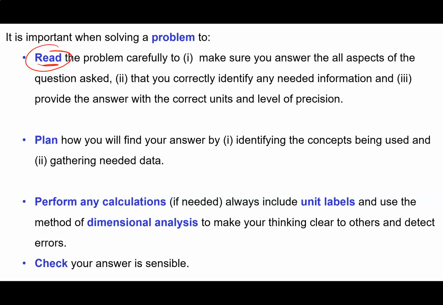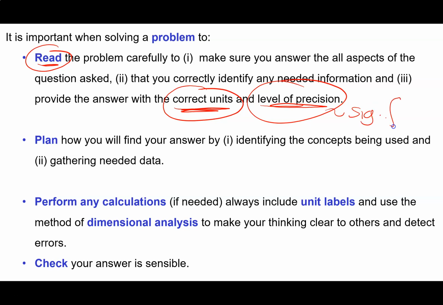The other thing you want to be aware of is that you're often, for numerical problems, asked to provide very particular units, and sometimes you're going to be asked to give your answer to a particular level of precision. Sometimes this is referred to as sig figs, or what we call significant figures, and it's really a measure of how correct or how well you're able to measure something.